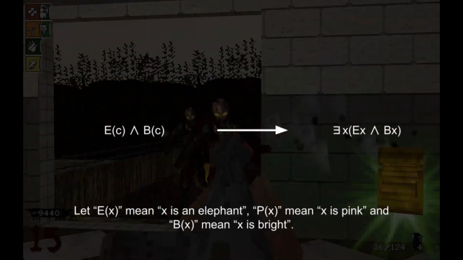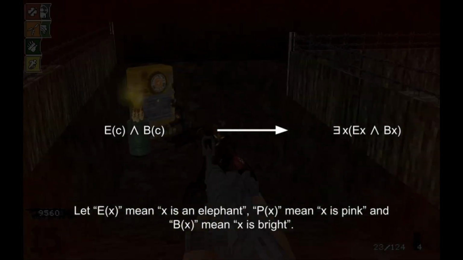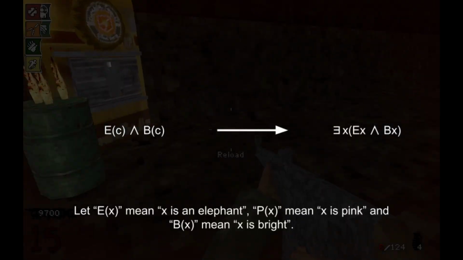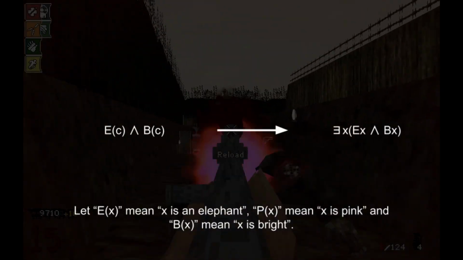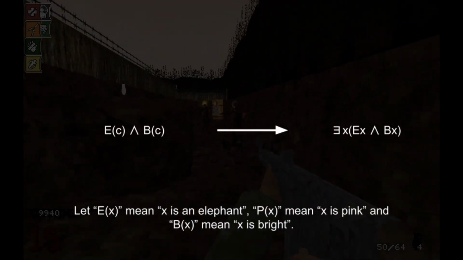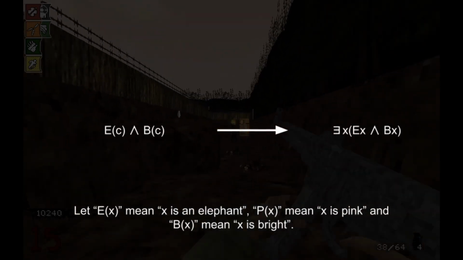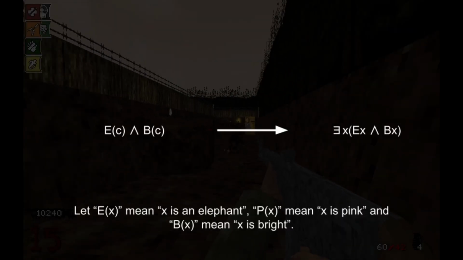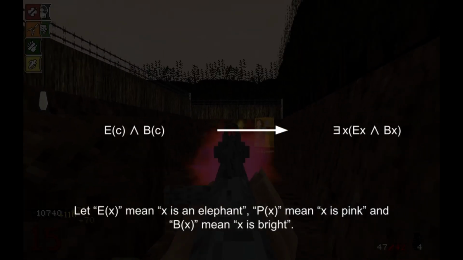However, once again, since we've defined the inference rule of existential introduction, we can say that since we know C is E and C is B, it follows that there exists some X such that X is E and X is B. And that is basically what our initial conclusion was, and thus we've shown that this argument is logically valid.